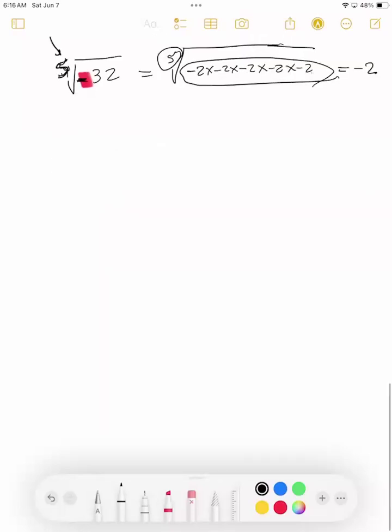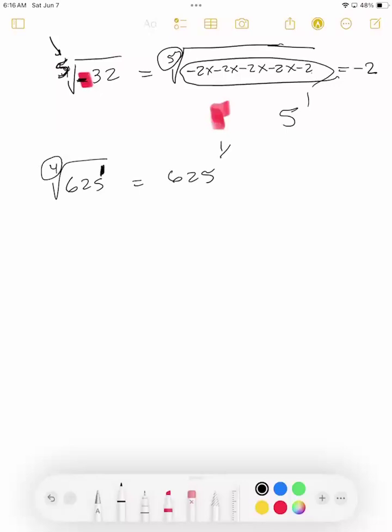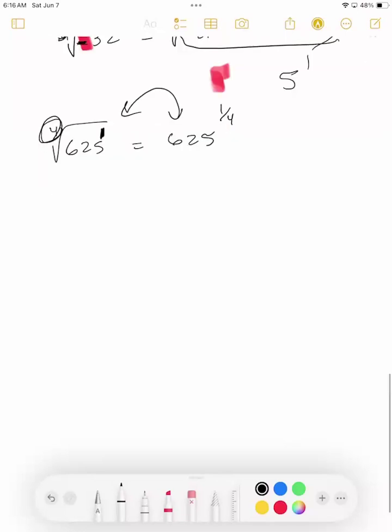Sometimes they write these radicals, like for instance, when I had 625 and I had a fourth, they write it like this. 625 has a 1 exponent, any number, like number 5, has a 1 exponent, and that is its root. You can get rid of the radical and write this as 1 over 4. These two are the same thing, different notation. So they just want you to evaluate it and find the answer.